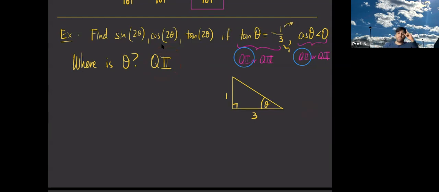Now I have a triangle where one side is 1, the other side is 3, but I'm missing the hypotenuse. How would I get it? It's not a Pythagorean triple, so I won't be able to recall it from memory. If you don't know a side of a right triangle, you have to use the Pythagorean theorem. So if this is x, I write 1 squared plus 3 squared equals x squared. 1 plus 9 equals x squared. 10 equals x squared. x is equal to root 10.